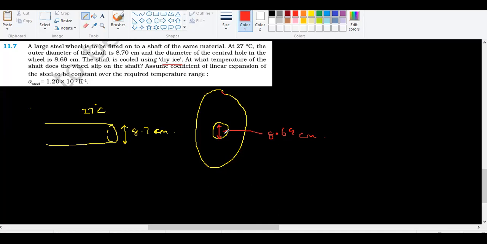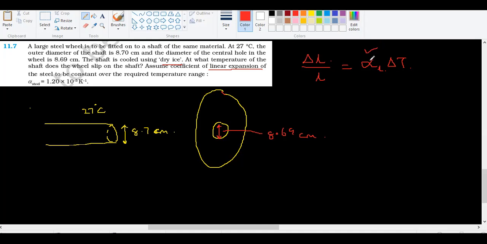At what temperature of the shaft does the wheel slip on the shaft? So at some point, this will be equal to this 8.69. That's what I'm supposed to find. Assume the coefficient of linear expansion of the steel to be constant over the required temperature range. So we studied something called delta L by L is equal to some constant alpha into delta T. Remember this, at the very beginning we studied this. So this alpha is your linear thermal expansion coefficient. Alpha L, linear, yeah, you are right. Since it is linear, I should write alpha L. So alpha L is given.